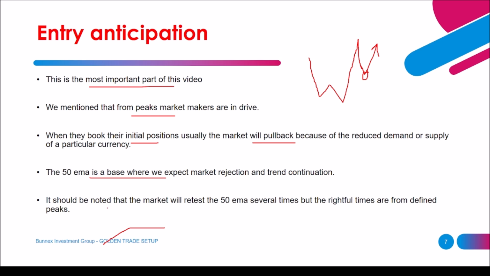These trades are actually 90 to 95% accurate if done properly. It should be noted that the market will retest the 50 EMA several times, but the rightful times are from defined peaks. If you open your chart, you are definitely going to see the market retesting the 50 EMA several times, but it's not always that you need to respect it. You only respect it when we are coming from a valid peak. And what did I say? A valid peak is a peak that is a PFH or a PFL, and we determine those PFH and PFLs from counting of levels.